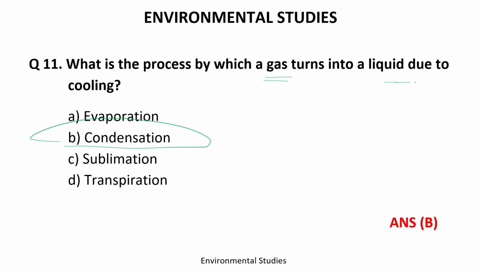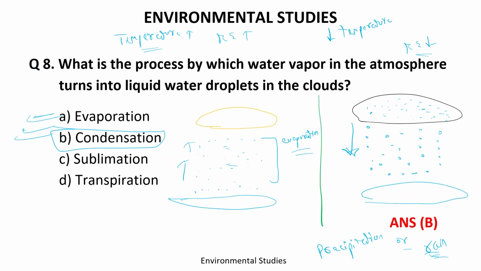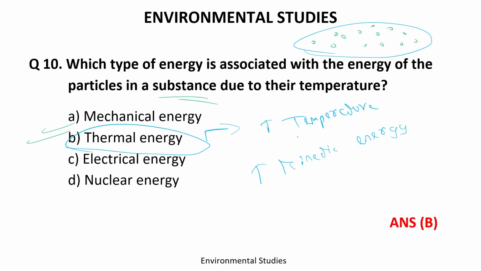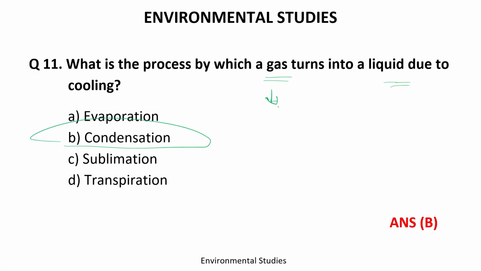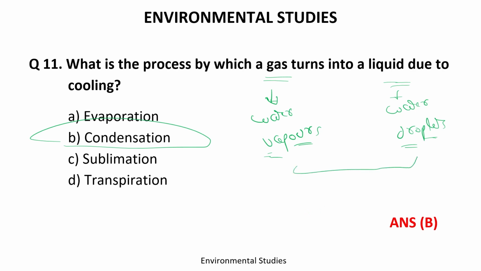I had told you in the previous example of cloud. A similar case is this question. Gas here indicates water vapors, which are generated due to high temperature. Liquid generates the water droplets. So whenever the condensation process takes place, there will be a decline in the temperature, and similarly a decline in the kinetic energy of the particles, which leads to the gaseous form turning into the liquid form. So this is the correct explanation.